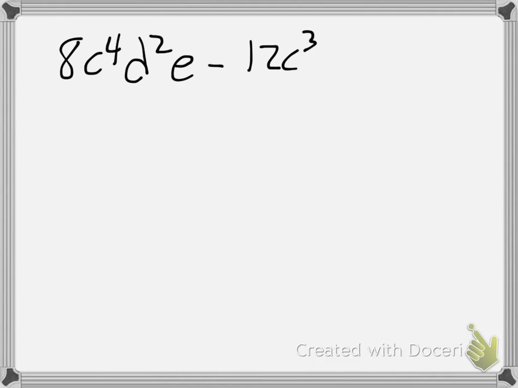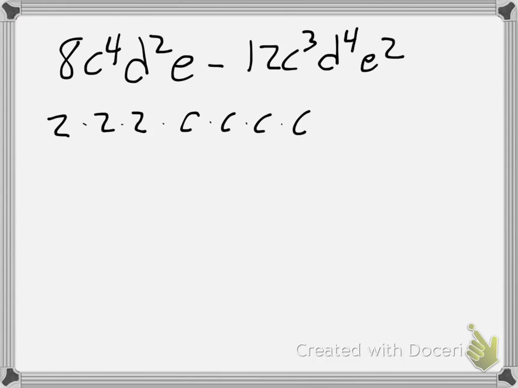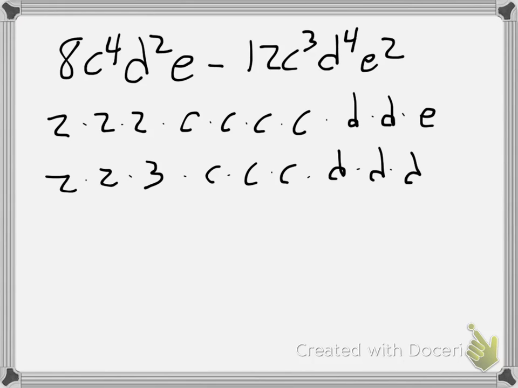So let's take a look at another one. We have 8c to the 4th d squared e minus 12c cubed d to the 4th e squared. So again, we're going to do our prime factorization of 8, which is 2 times 2 times 2. And then c to the 4th, c times c times c times c. And then d times d, and then times e. And then our 12 breaks down to 2 times 2 times 3. And then we have 3 c's, 4 d's, and then 2 e's.